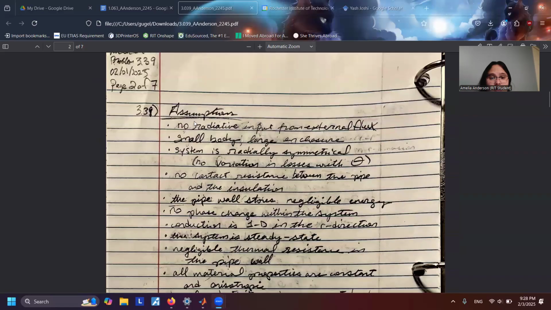Some assumptions. We're assuming it's inside. We don't have any radiative input from external flux, so there's no sunlight, there's no heat lamps. We're not shining a spotlight at this thing. It's a small body in a large enclosure, so it's not going to be black body radiation.